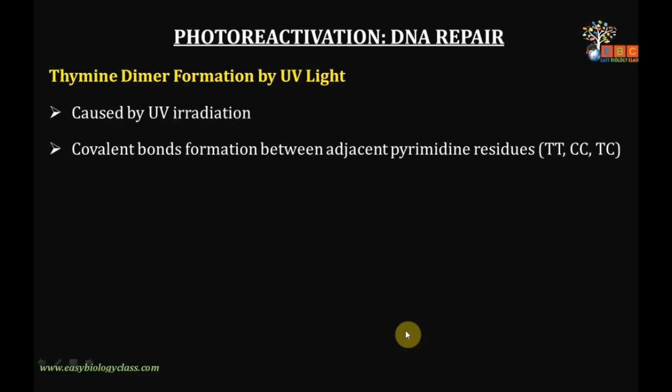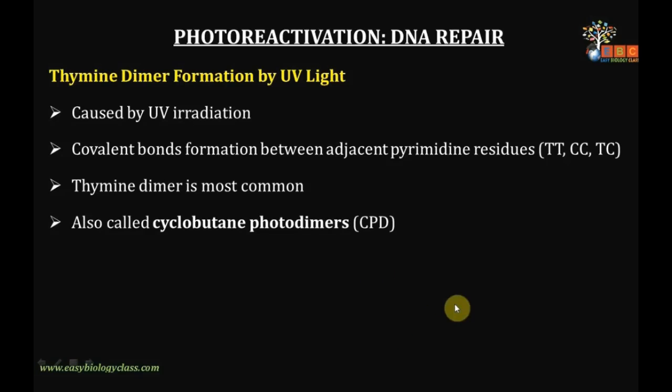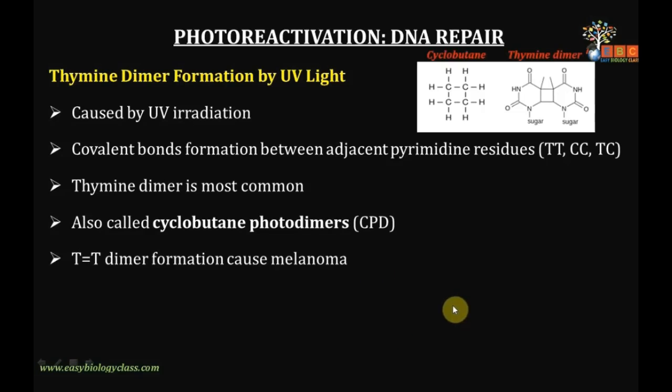Here, two thymine residues adjacently situated in the DNA strands are covalently bonded to each other and thus cause a structural lesion in the DNA. The thymine dimer is also called the cyclobutane photodimer or CPD because it structurally resembles the cyclobutane ring. As you can see in this image, this is a cyclobutane ring and this is a thymine dimer. One thymine here and another here, both connected by two covalent bonds. This is a normal DNA duplex with the usual Watson-Crick base pairing. Here you can see two thymine residues situated adjacently to each other.